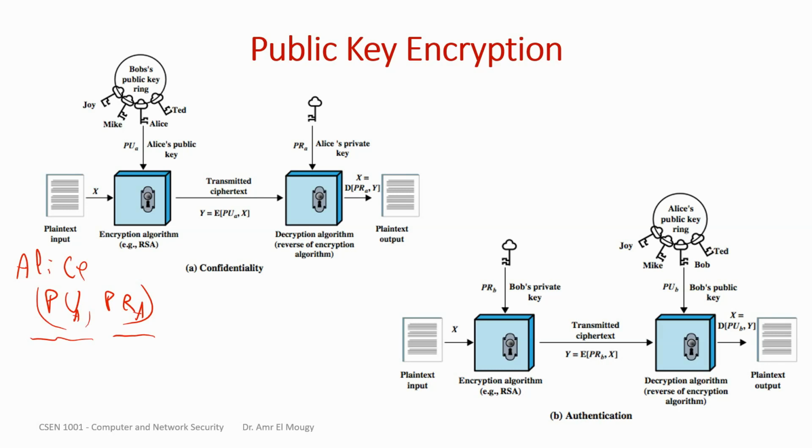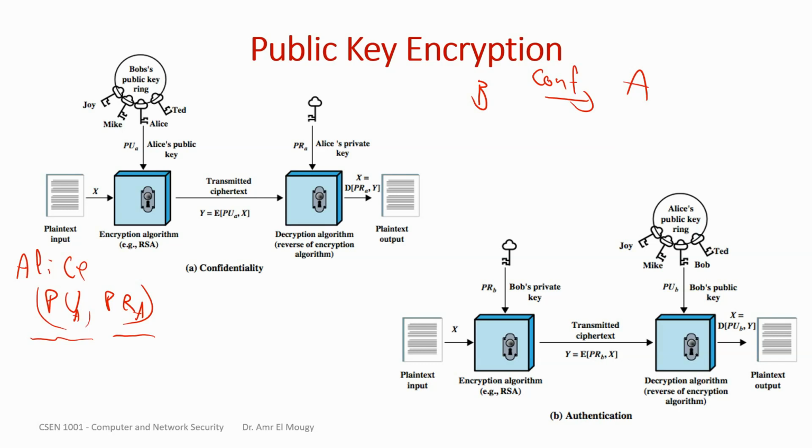Now, what if I, as let's say Bob, want to send a confidential message to Alice? That means Bob wants to send a message to Alice such that only Alice will be able to read it. So the message has to be kept secret from anyone except Alice. So Alice is the only one that is able to decrypt.